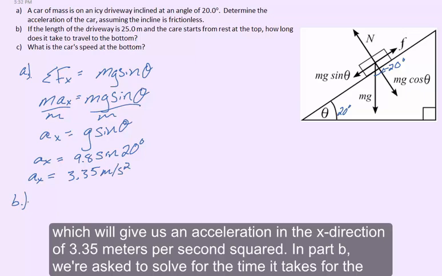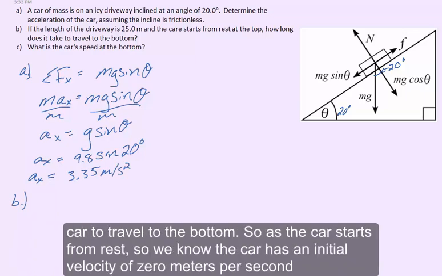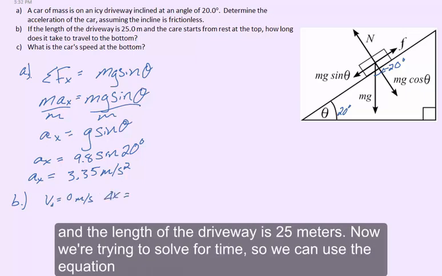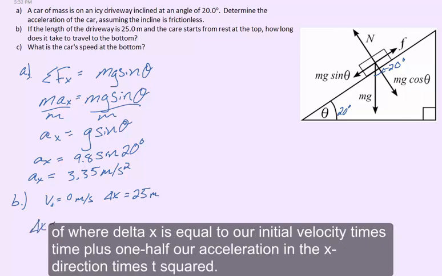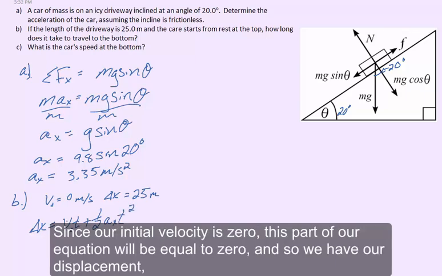In part B, we're asked to solve for the time it takes for the car to travel to the bottom. It says the car starts from rest, so we know the car has an initial velocity of 0 meters per second, and the length of the driveway is 25 meters. And we're trying to solve for time. So we can use the equation where delta x is equal to our initial velocity times time plus 1/2 our acceleration in the x direction times t squared. Since our initial velocity is 0, this part of our equation will be equal to 0. And so we have our displacement.